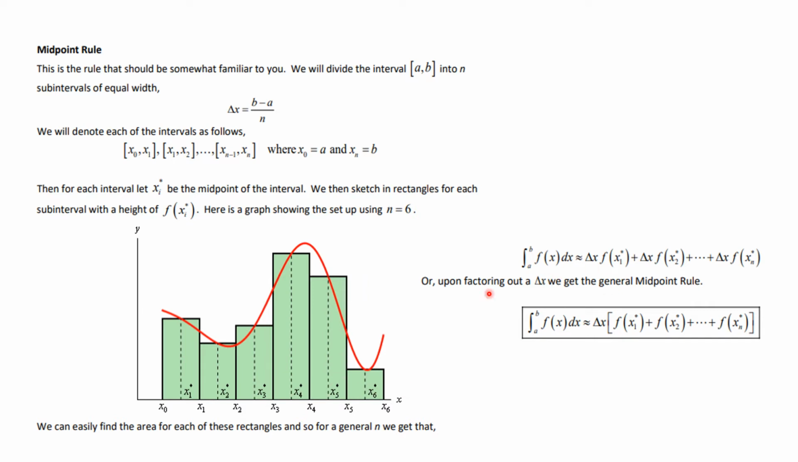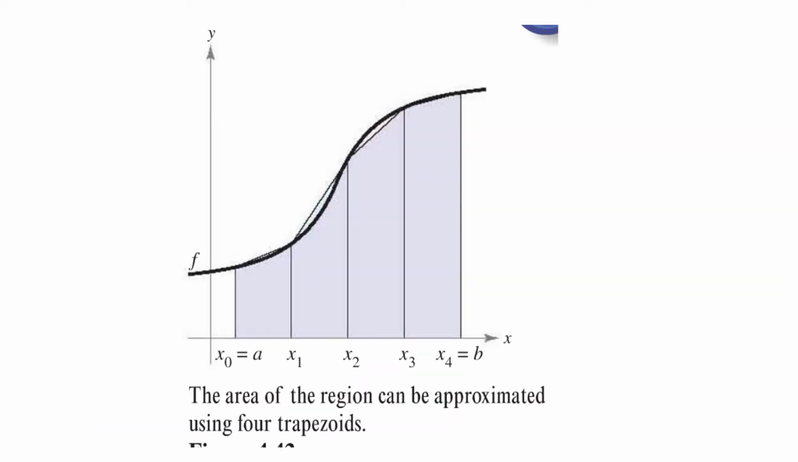interval into those pieces. So the definite integral from a to b of f of x dx is approximately equal to delta x, which is the width, times the height. For each of those we add them up, and we can factor out delta x. So that is the general midpoint rule.